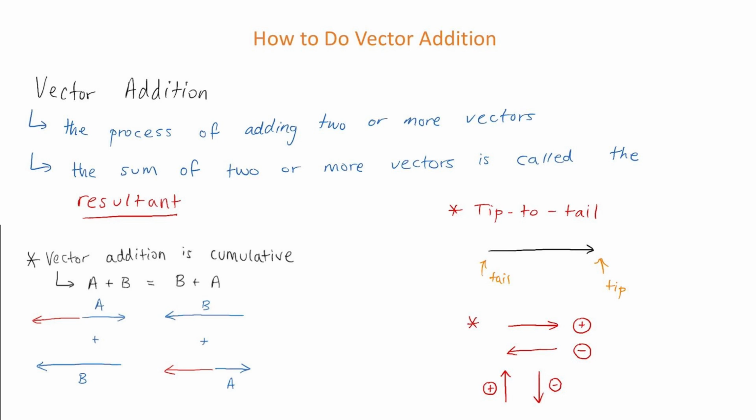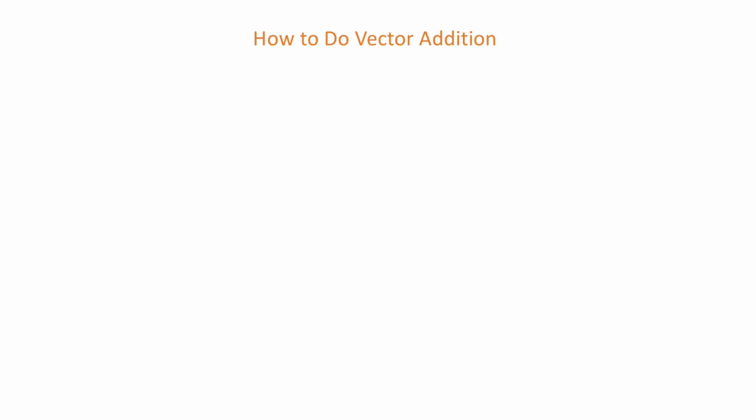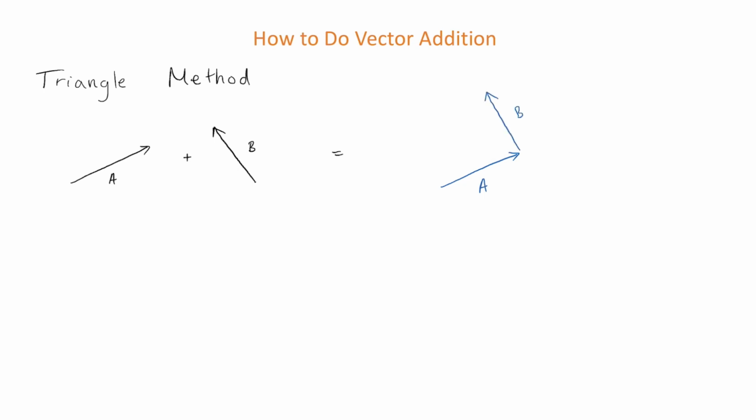And now the examples we just ran through were very simple vector additions. Let's look at the different methods you need to use when it gets a little bit more complex, starting with the triangle method of vector addition. Let's say you have these two vectors, and I want you to add them together. Well, all you need to do is align the vectors tip to tail, and then draw the resultant from the tail of the first vector to the tip of the second vector.